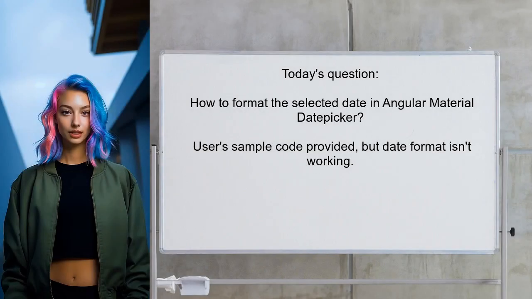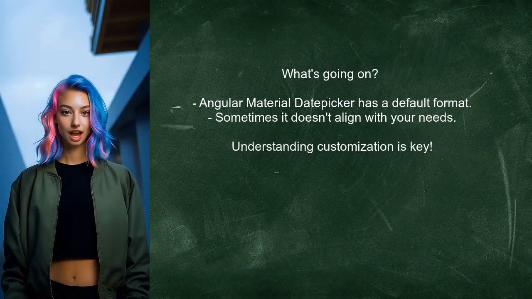Here's the specific question we're addressing today. One user asked how to format the selected date in the input box of their Angular Material Datepicker. They provided some sample code, but the date format they tried using isn't working as expected. Let's explore this together. So what's going on here?